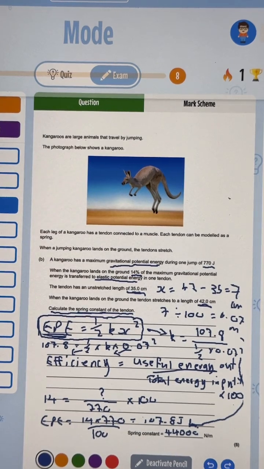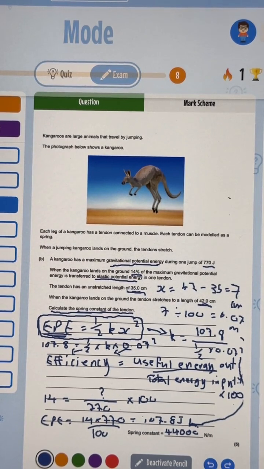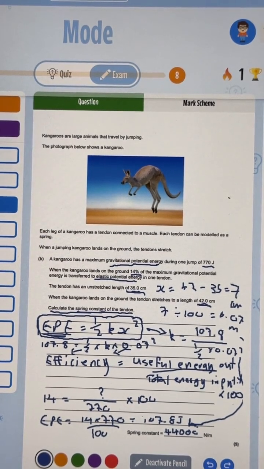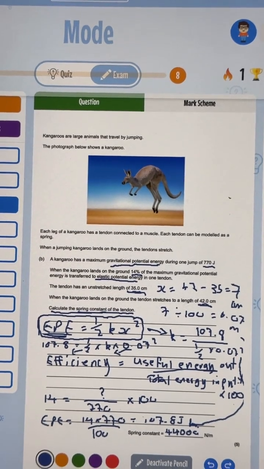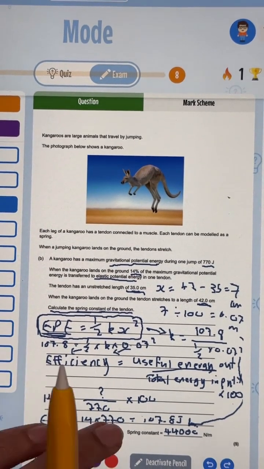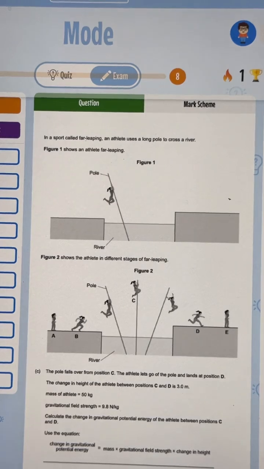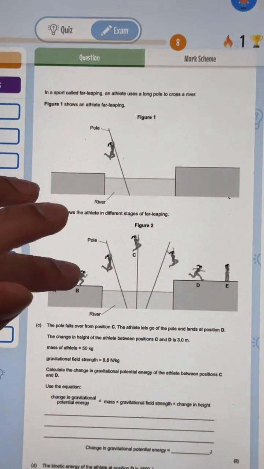Ed, the half mv squared equation is for kinetic energy. Constanza, this is for paper 1. This is paper 1. Cool. So, let's look at another one then. Hopefully it will make a bit more sense.